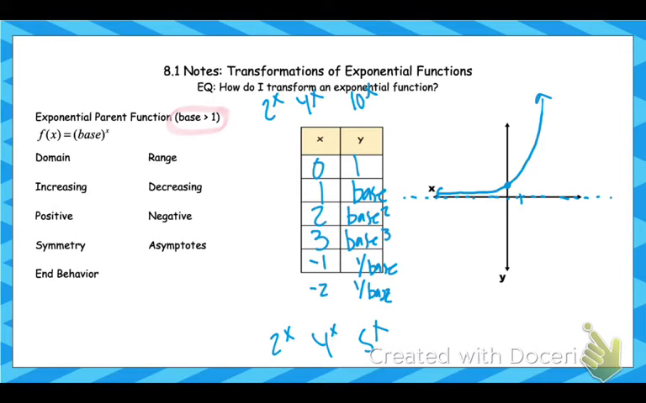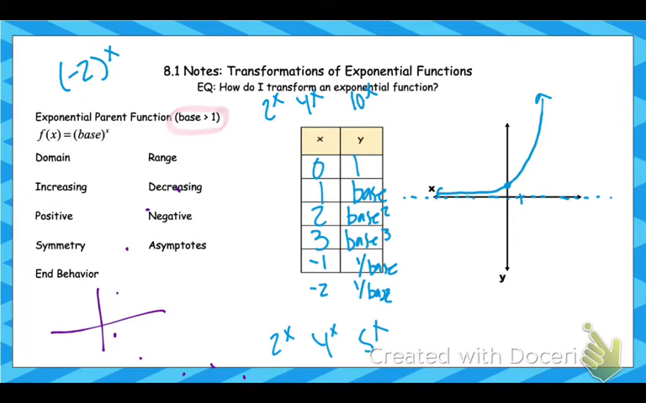Now the other problem is, let's say we look at a negative number. If I have negative 2 to the x, that is actually not going to be an exponential function. Think about what would happen if I start plugging in values. If I have negative 2 to the x power, negative 2 to the first would be negative 2. Negative 2 squared would be a positive 4. Negative 2 to the third would be a negative 8. Negative 2 to the fourth would be a positive 16. So this graph is going to just bounce around like crazy to all those different points.